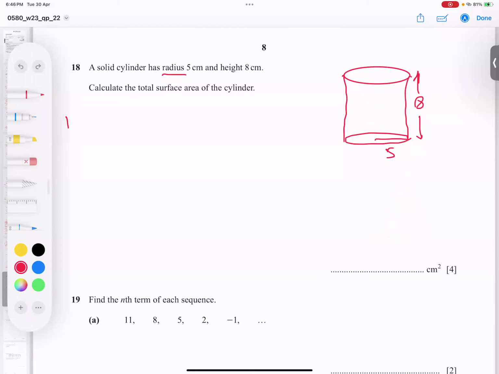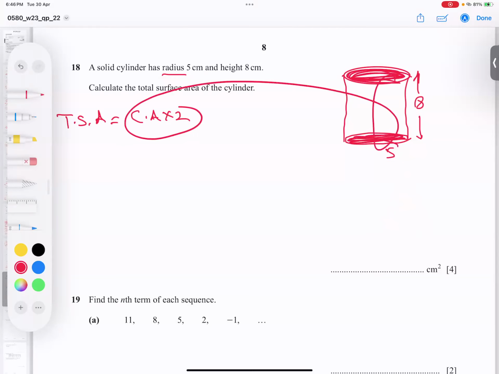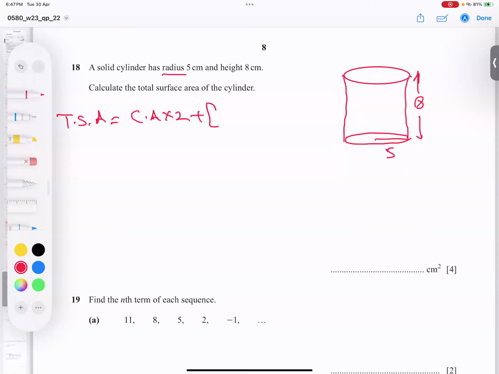So for a prism, we have a total surface area formula, TSA. What formula? Cross area times 2. Why? Because the top area one time and the bottom area, that is called cross area, times 2. Plus perimeter of cross area times height. The perimeter of cross area is the circumference, which is 2 pi r. Okay, I think the point is clear. So let's try to do it.